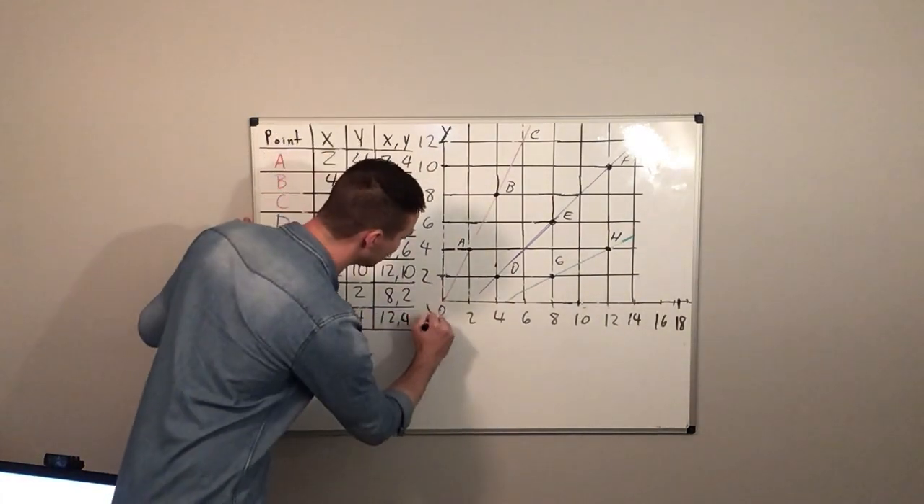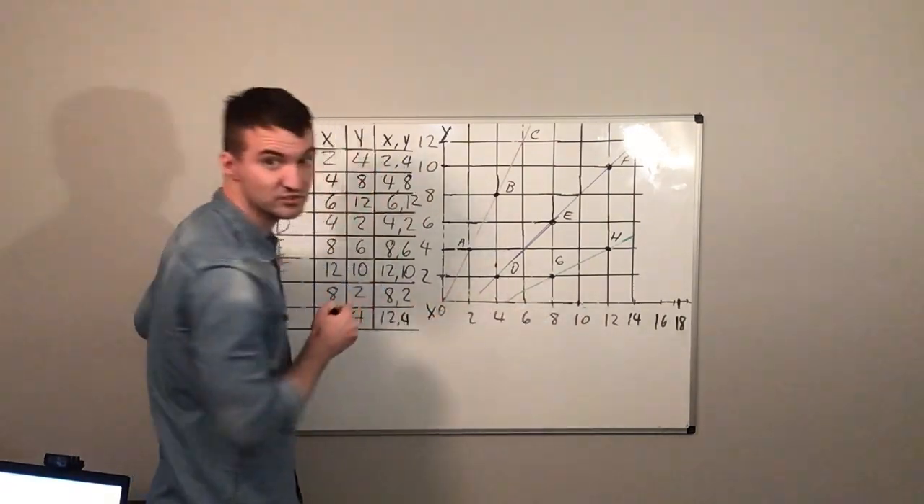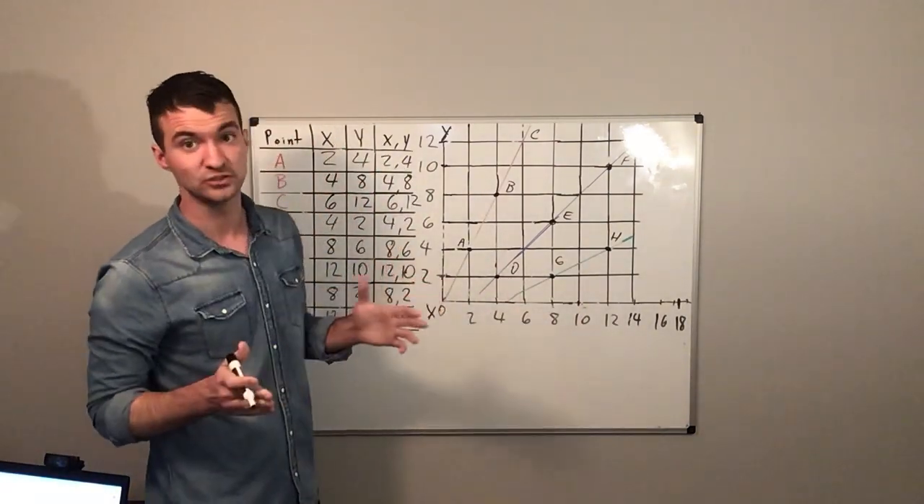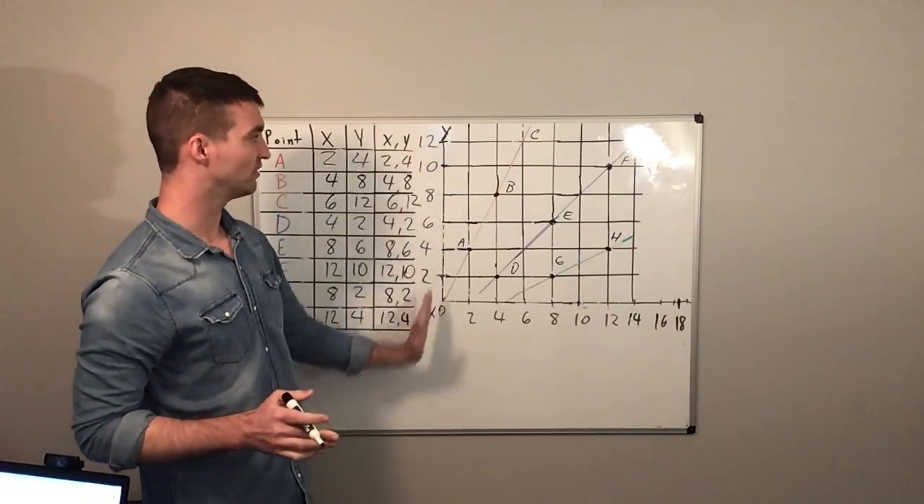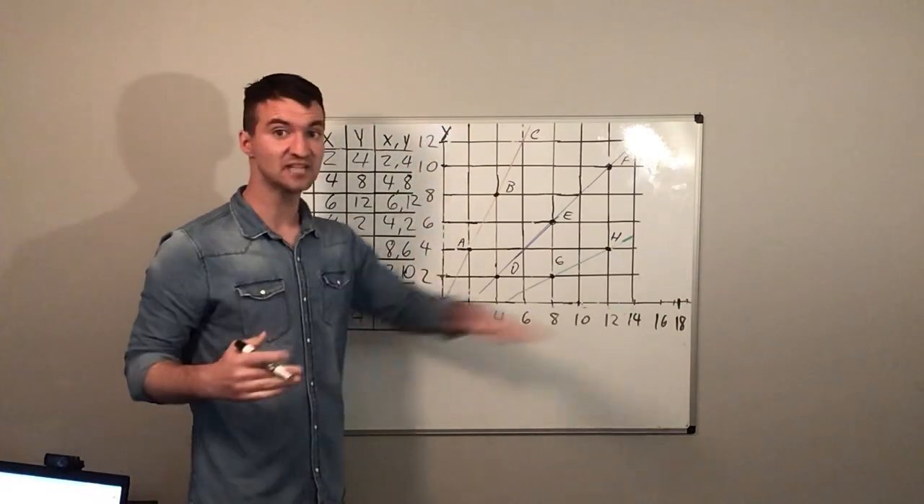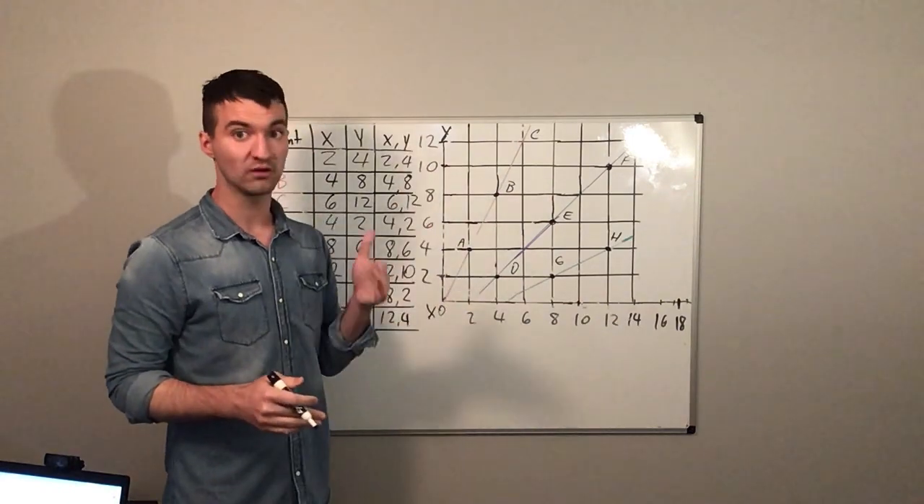Now please remember, your X coordinate is the one going across right here, or X-axis, excuse me, your X-axis. And then your Y-axis is the one going vertically. So X is side to side, Y is up and down or vertical.